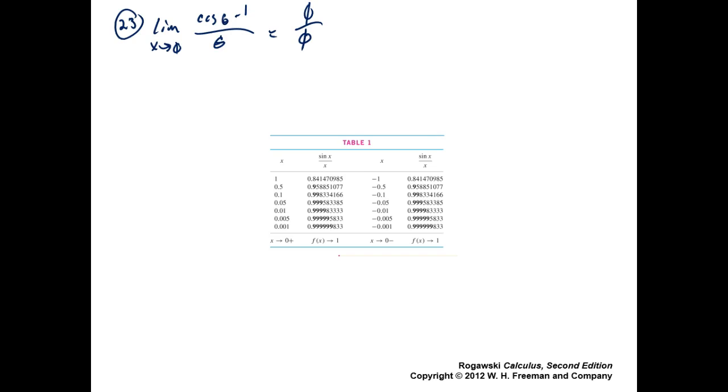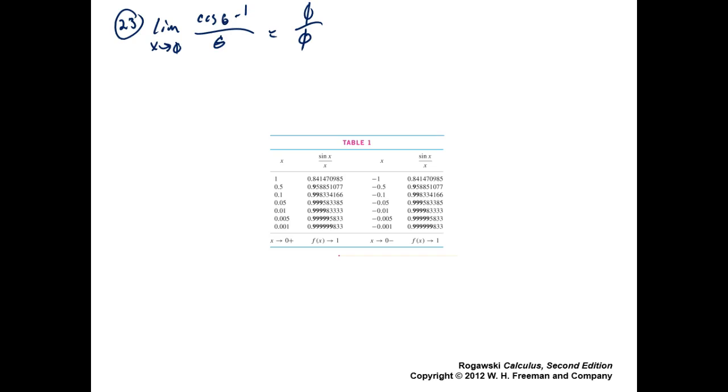So I would choose points from the left-hand side, minus 0.1, minus 0.01, minus 0.001. Those are getting close to 0 from the left. And then do the same thing from the right, 0.1, 0.01, 0.001. Now be sure you're in radian mode when you do that, okay? And see what happens.